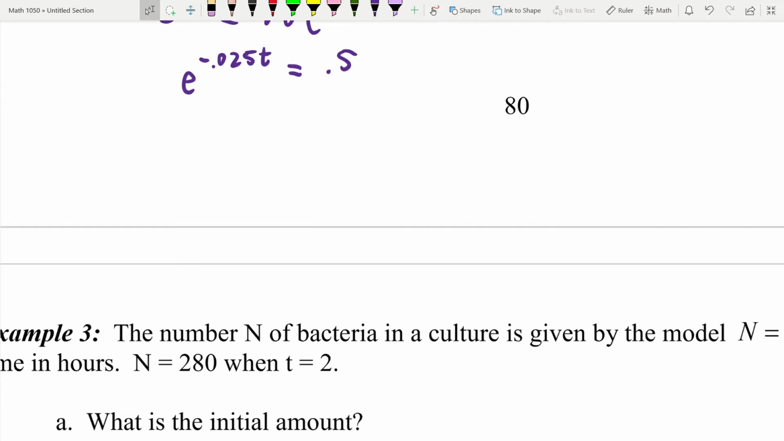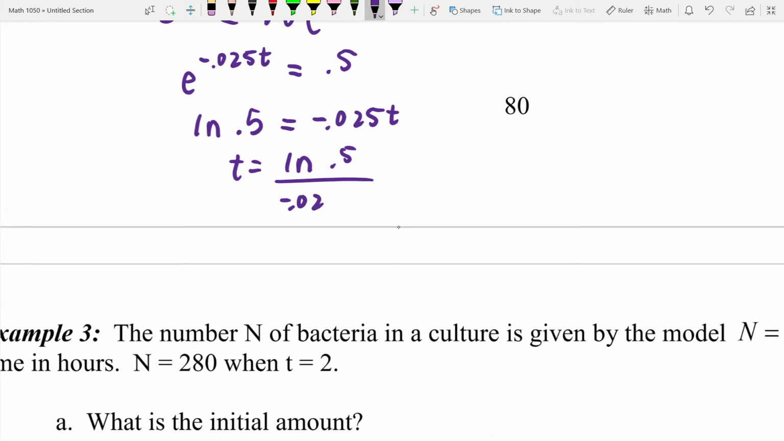I'm stuck now, so I convert it. So it's log base e of 0.5, pardon me. So that's ln 0.5 is negative 0.025t. To solve for t, I divide. So it's ln 0.5 divided by negative 0.025. Okay, grab your calculator. ln 0.5, close it off, divided by negative 0.025, hit enter.